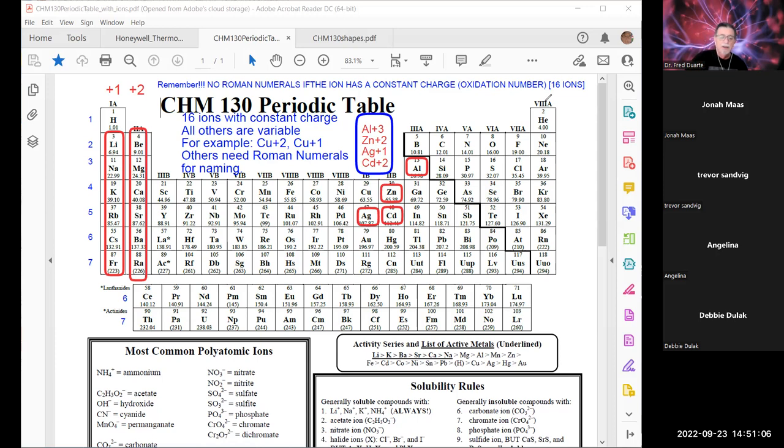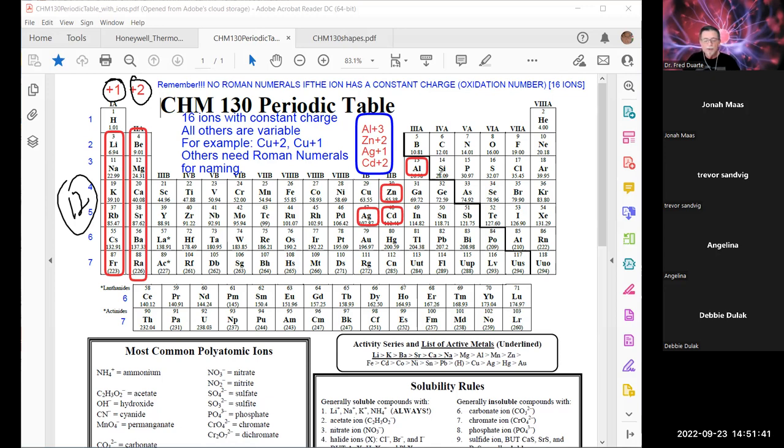Now, everybody in group 1, right here, all the metals, everybody in group 1 will always have a +1 charge, 100% of the time. Everybody in group 2 will always have a +2 charge, and they become ions. Okay, they lose the electrons, they're metals. And so what we have there is 1, 2, 3, 4, 5, 6. There are 12 elements that you know 100% of the time what their charge is.